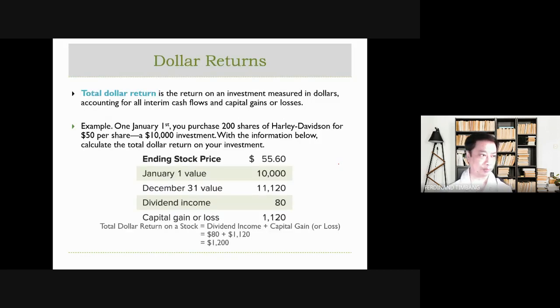Now let's go to the computation of dollar return.